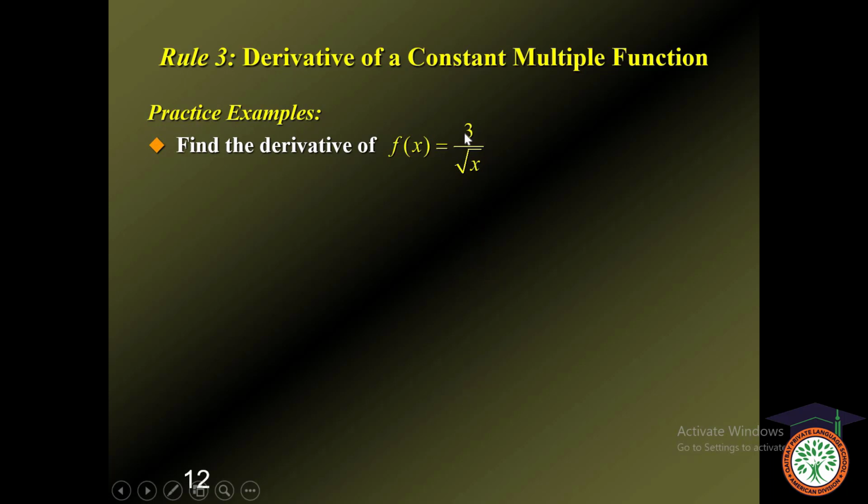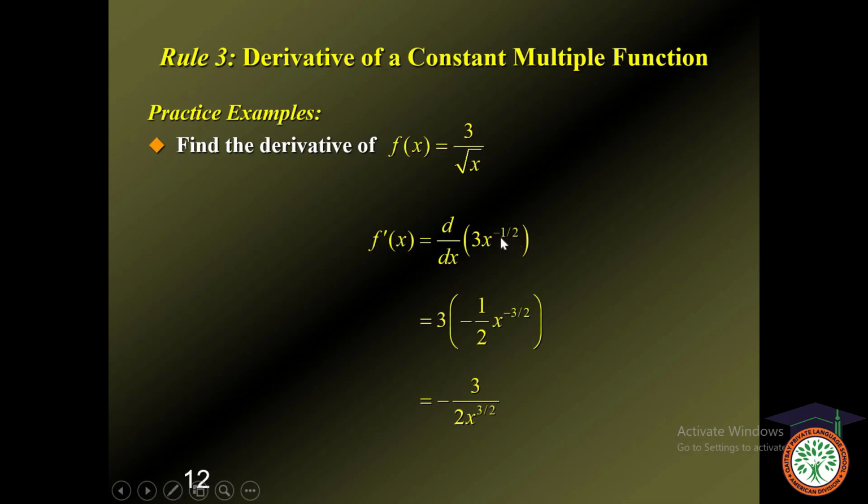Another example, f(x) equals 3 over square root x. I'm going to rewrite the square root as power 1 over 2, but it's in the denominator, so flip it, and it's going to be negative 1 over 2. Now I have a constant 3 and the function x up to power negative half. I'm going to separate between the constant and the function x up to power negative 1 over 2.